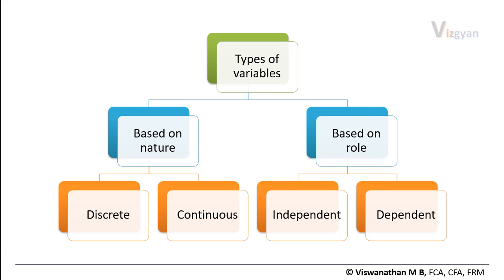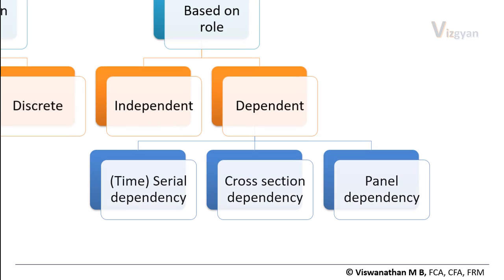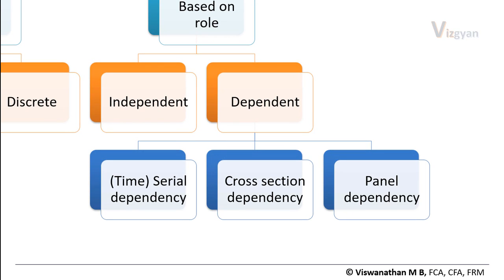Now let's talk about dependent variables. Now within dependent variable, there are 3 categories. One is serial dependency, or what I also call as time series dependencies. What are these time series dependencies? Think of your salary. So your salary next year would in a way depend on your salary this year. So that's an example of a time series dependency.